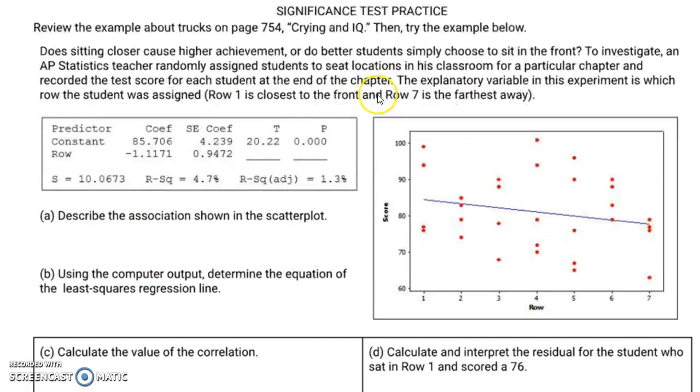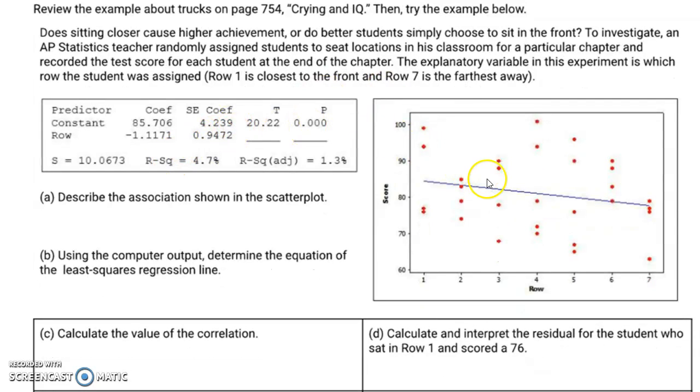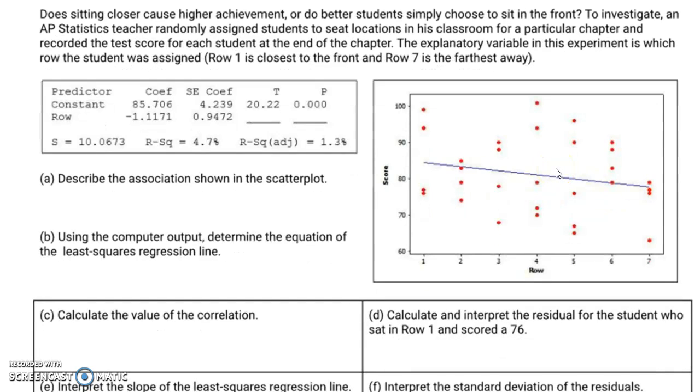Here's a significance test practice. It's a very similar kind of question. Here's a situation. We're not given a residuals histogram, but we're given most of the other stuff. So pause the video, try this out, and then see if you got it right.